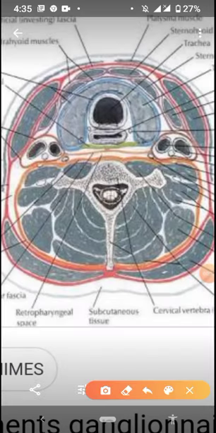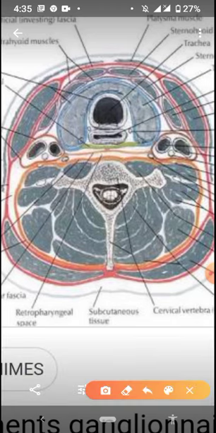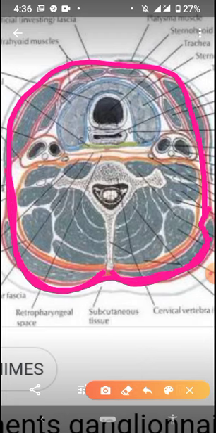Okay, the brush is on. Now I will tell you, this is basically the deep cervical fascia. There are three layers of the deep cervical fascia. The first one is the investing layer, which is covering all around, surrounding all sides, in front and behind.